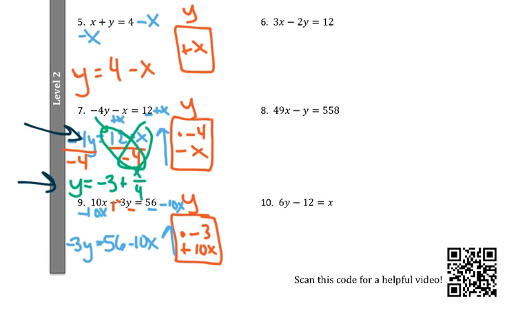Let's go ahead and do our next step. Our next step is to divide both sides by -3. And remember, we need to divide everything on this side by -3. Everything goes like that. Okay?